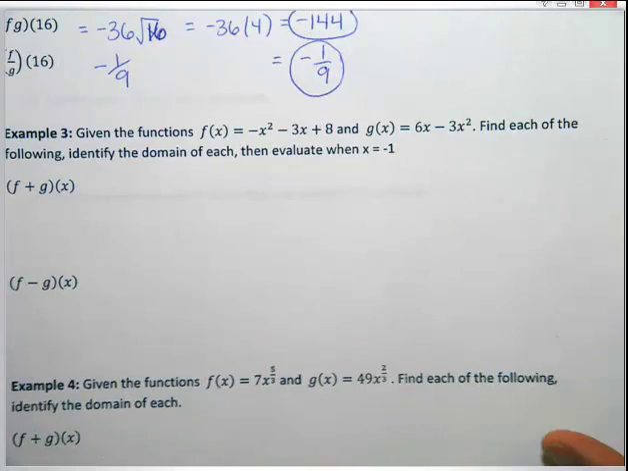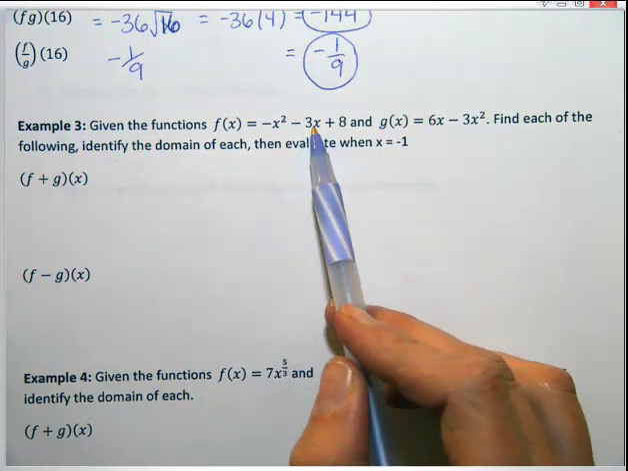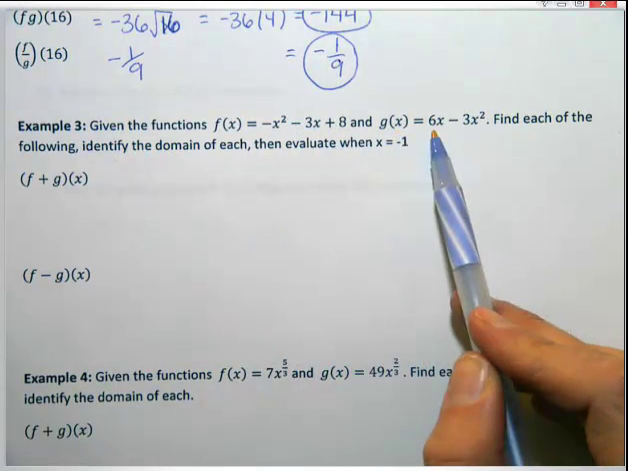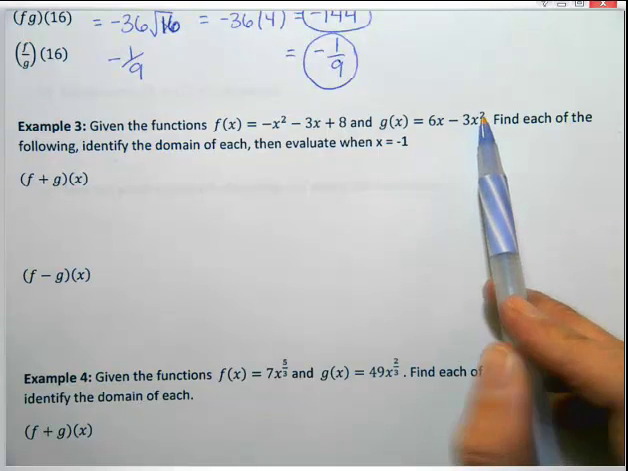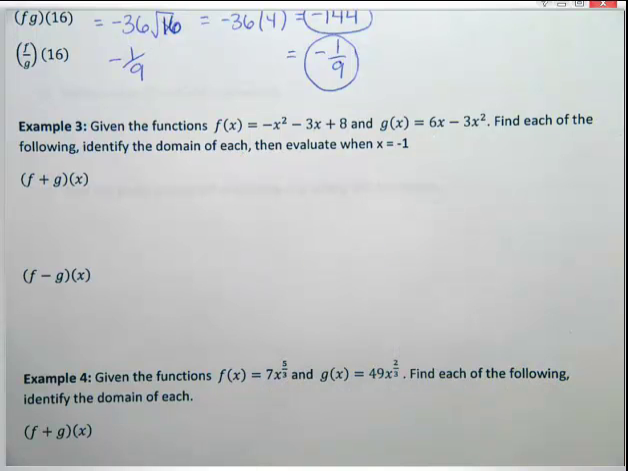Okay, number 3. Same idea, different functions. Given the functions f of x equals negative x squared minus 3x plus 8 and g of x equals 6x minus 3x squared, find each of the following, identify the domain, and evaluate. So we'll be doing 3 parts here.